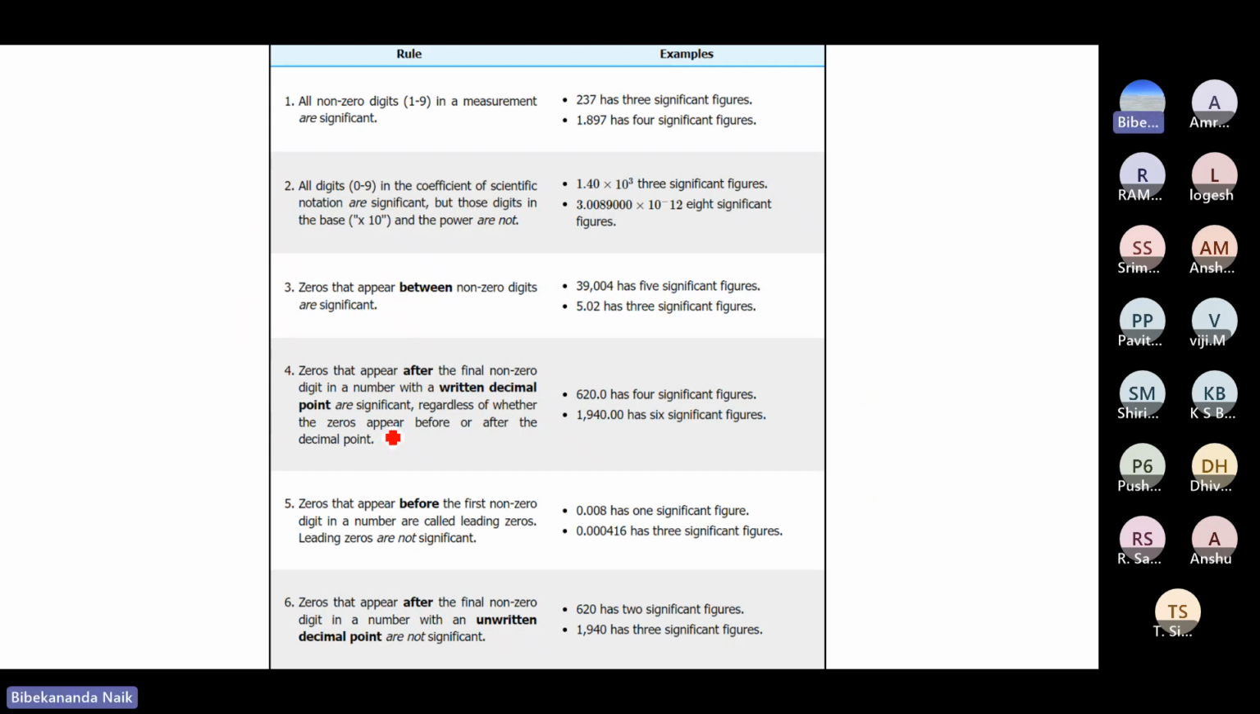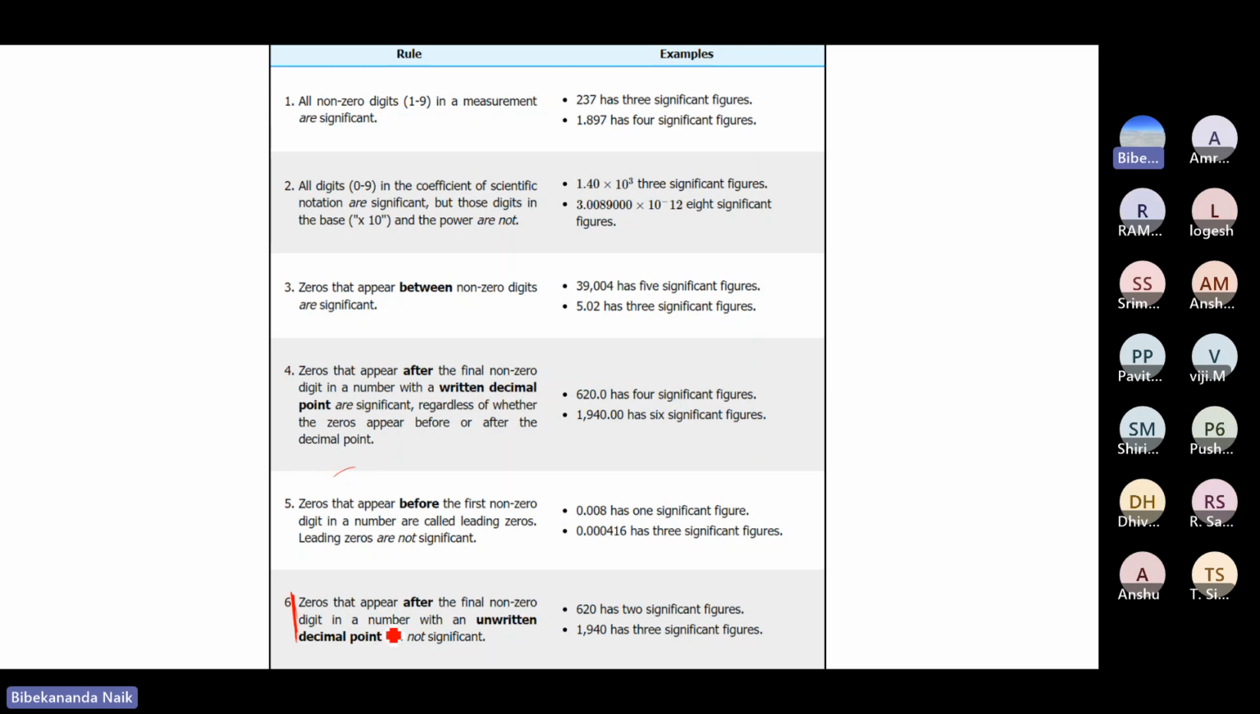So if you see the rule, it is given: zeros that appear before the first non-zero digit in a number are called leading zeros and they are not significant. Zeros that appear after the final non-zero digit in a number with an unwritten decimal point are not significant. So if you see rule 6, zeros that appear after the final non-zero digit in a number with an unwritten decimal point are not significant.